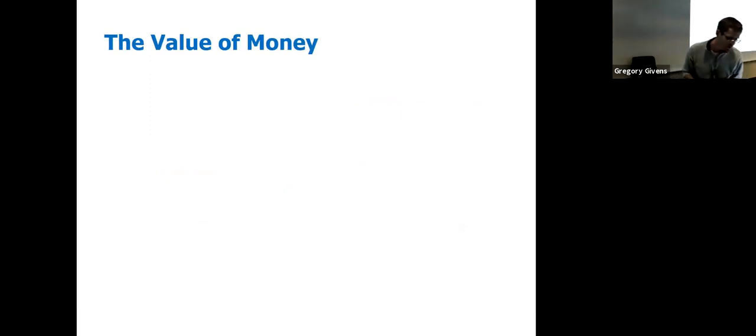All right, so the first thing that we need to do when we're developing this theory of inflation is to try to look at the relationship between the price level and some concept called the value of money. Now, that may seem like an odd thing to say. What do we mean by the value of money? Well, let me just illustrate this with an example.